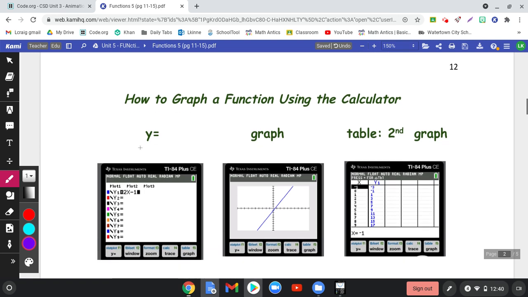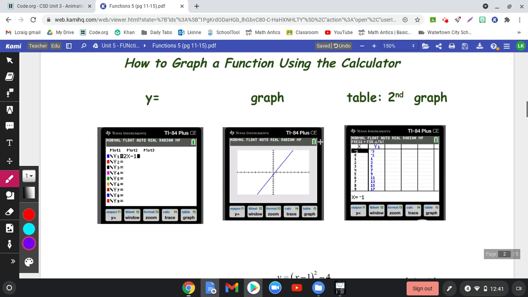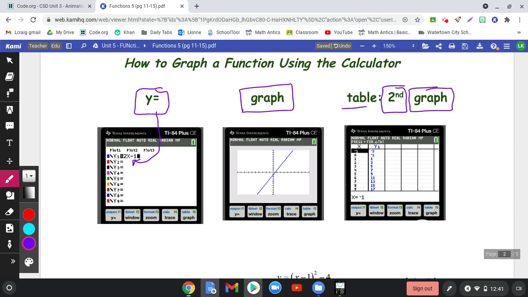All right, so again, how to graph a function using the calculator. Hit y equals, put in your equation. To look at the graph, hit graph. To look at the table, you're going to hit second graph and find those values that we needed.